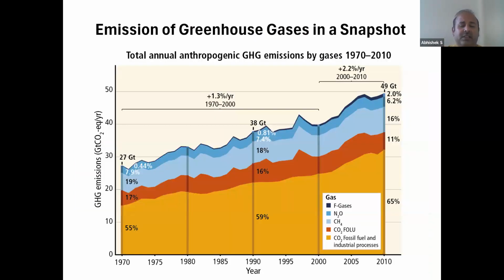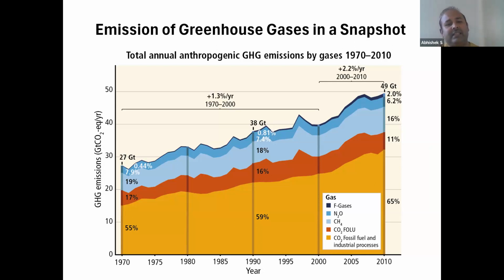So now let me give you a perspective of how greenhouse gas emission has increased. This is a chart from the 1970s to 2010. As I told you, greenhouse gases are of different kinds: carbon dioxide from fossil fuel burning, carbon dioxide released through agricultural processes, methane, and nitrous oxide.